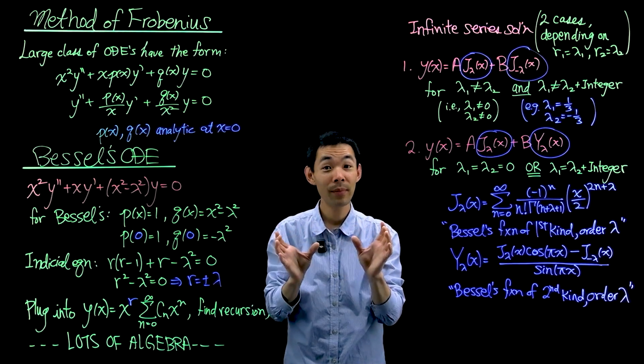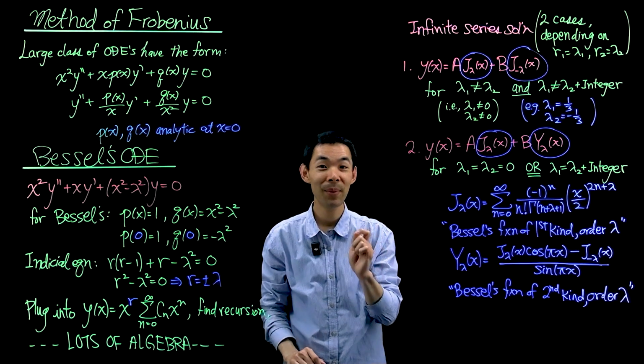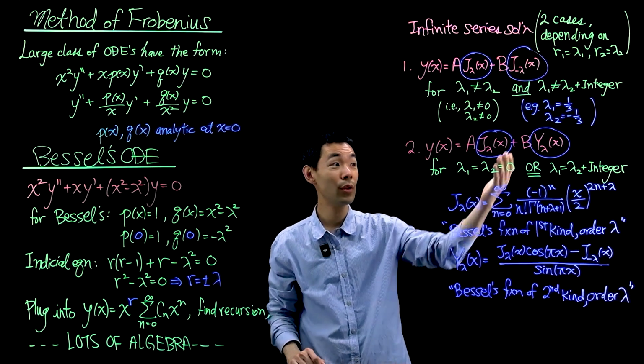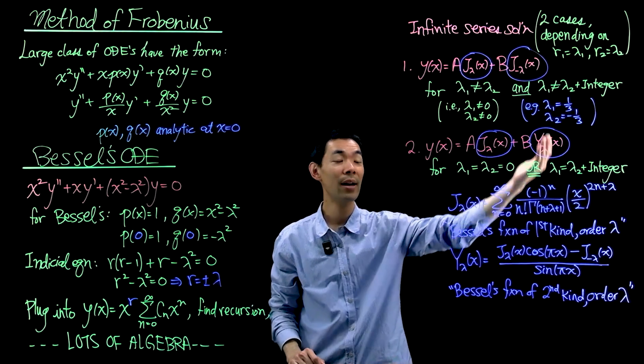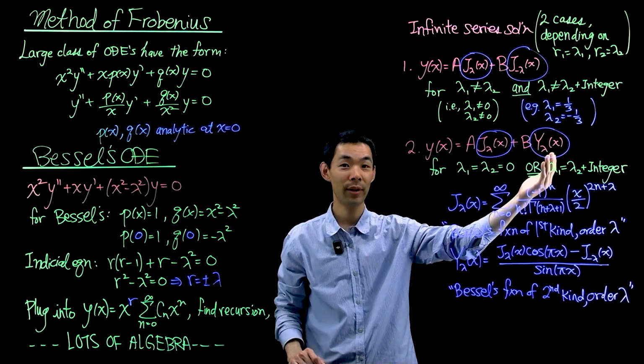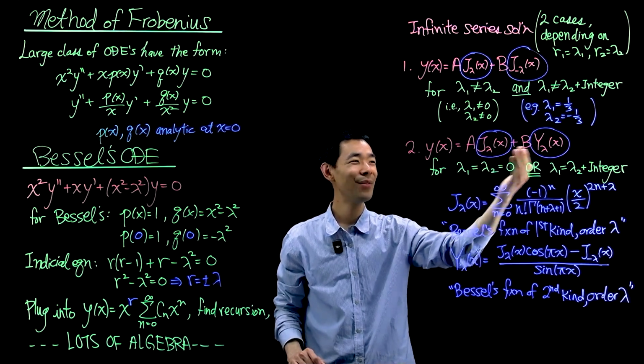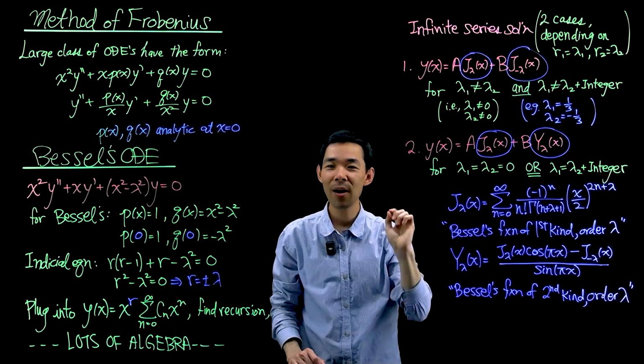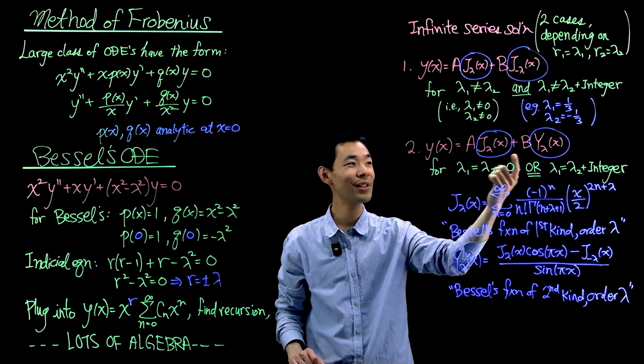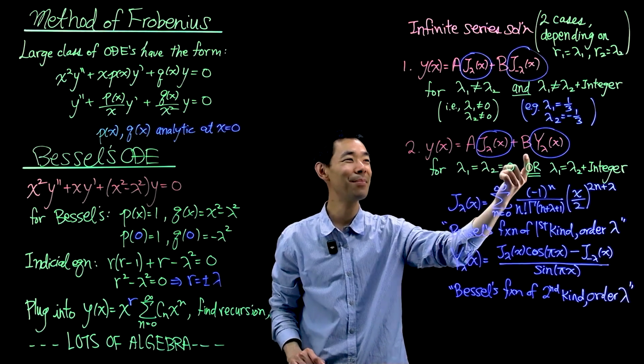And that problem is going to have two linearly independent solutions, which are going to be equal to J0 and Y0 up here on the board. Therefore, you're going to have two solutions, and you're going to use the boundary conditions to figure out your coefficients or constants of integration A and B.